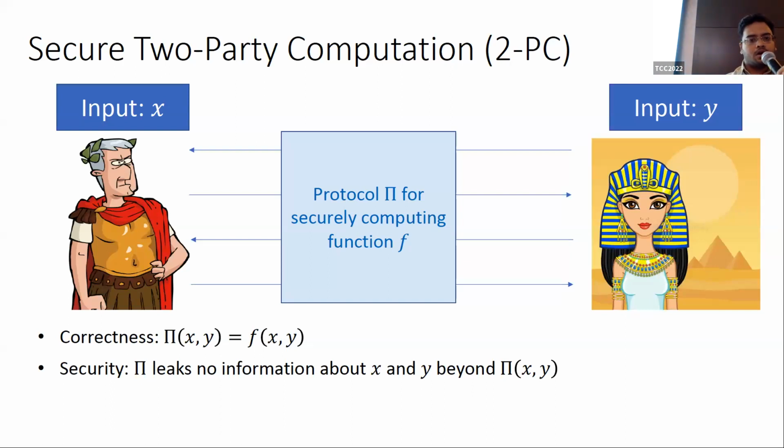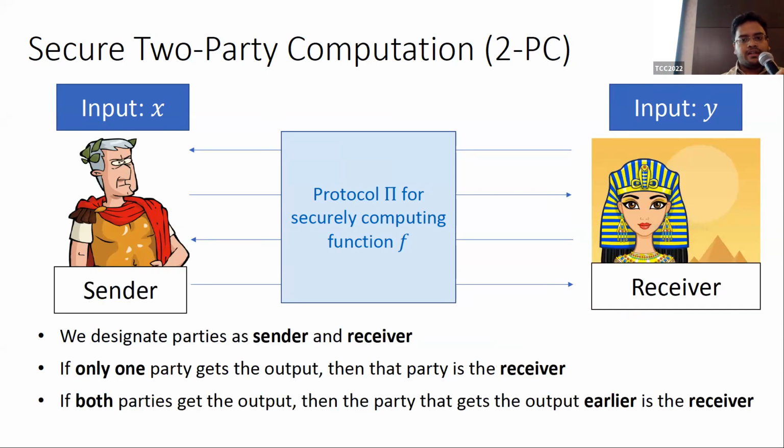So today we are going to talk about two-party computation. Here there are two parties who have private inputs X and Y, and they want to compute a function F. For that, they run a protocol pi on their function. The correctness says that the protocol output is the same as the function output. And security says that the protocol output does not leak anything about X and Y beyond the function output. And we designate the right-hand side party as the receiver and the left-hand side party as the sender.